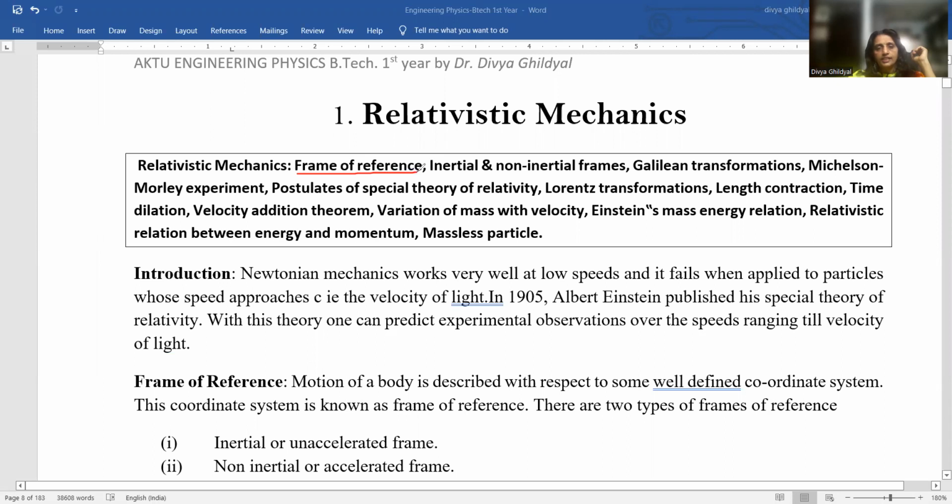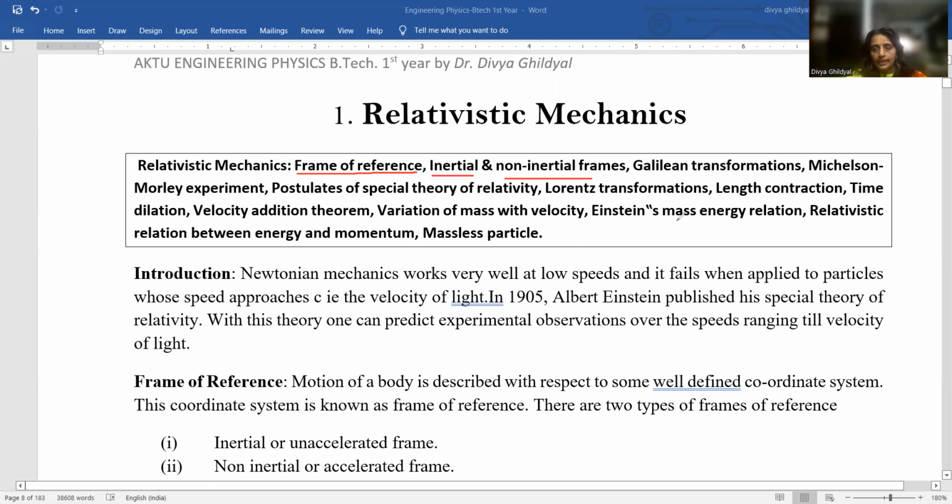This definition is asked in section A 2-mark question. What is frame of reference? It consists of a set of coordinates which are used to define the position at a particular instant of time. Then two types of frames, inertial and non-inertial. A very favorite 2-mark question of section A: give two differences between inertial and non-inertial frames of reference. Or another 2-mark question, section A: is Earth an inertial frame of reference?